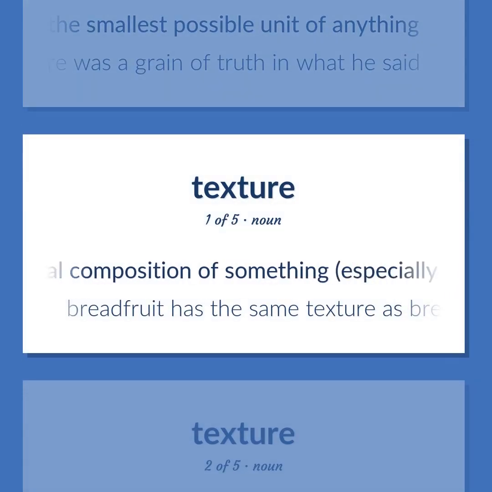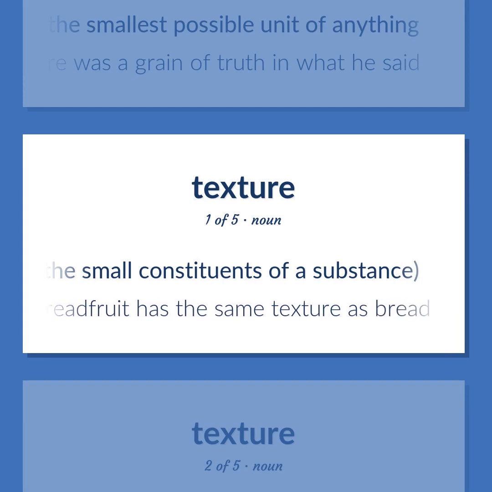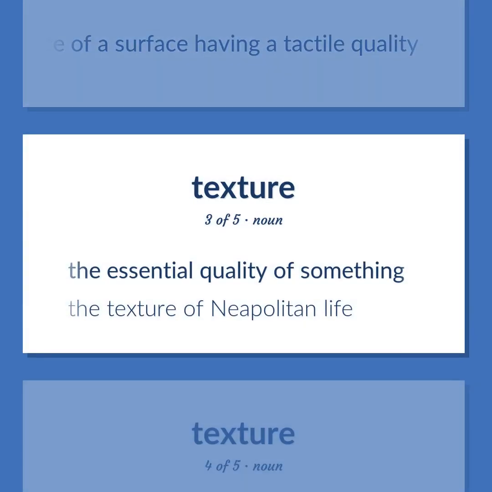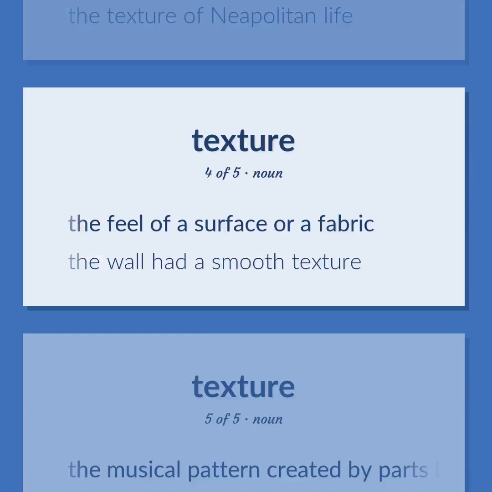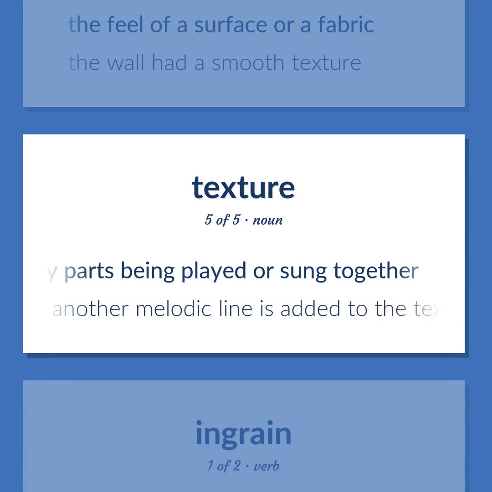The physical composition of something, especially with respect to the size and shape of the small constituents of a substance. Breadfruit has the same texture as bread. The characteristic appearance of a surface having a tactile quality. The essential quality of something. The texture of Neapolitan life. The feel of a surface or a fabric. The wall had a smooth texture. The musical pattern created by parts being played or sung together. Then another melodic line is added to the texture.